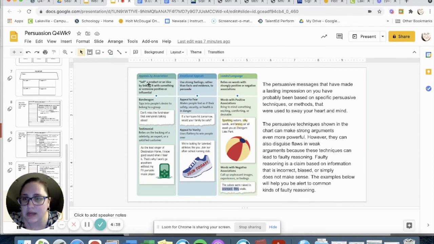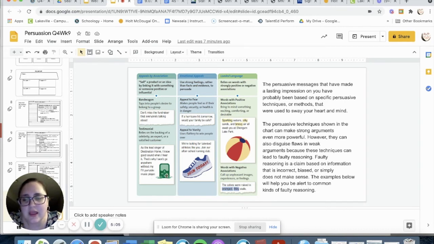All right. So here's our appeals by association. It sells a product or an idea by linking it with something or someone positive or influential. There's our bandwagon. Here's an example of tapping into people's desire to belong to a group. "Don't miss the fundraiser that everyone's talking about." Here's testimonial. Relies on the backing of a celebrity, an expert, or a satisfied customer. "As the lead singer of Destination Home, I know good sound when I hear it. That's why I won't go anywhere without my FX portable music player."